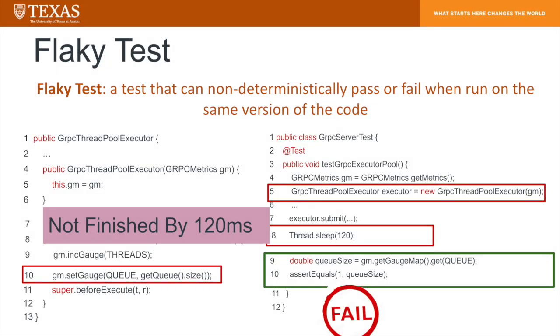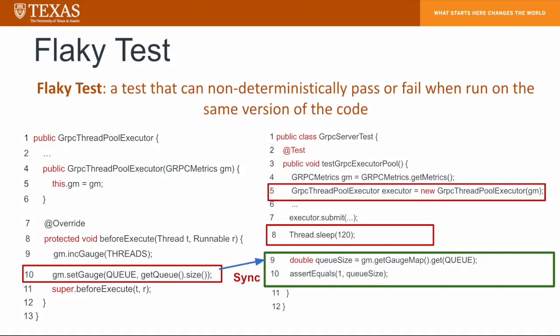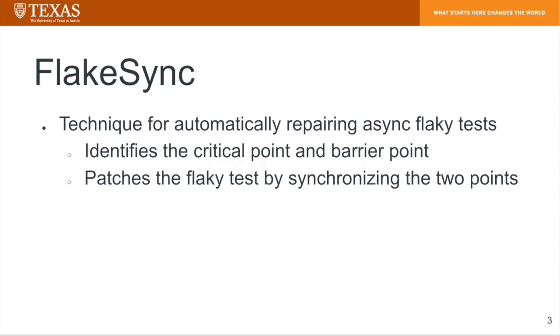Ideally, there will be some barrier point in the test code that waits until this critical point is finished. In this example, the barrier point is right before the test calls getGaugeMap, because the correct value needs to be updated by that line in order for the test to pass. This causes the test to be categorized as flaky. To solve this, we propose a technique for automatically repairing these flaky tests by identifying the critical point and barrier point and patching the classes with synchronization between the 2 points.